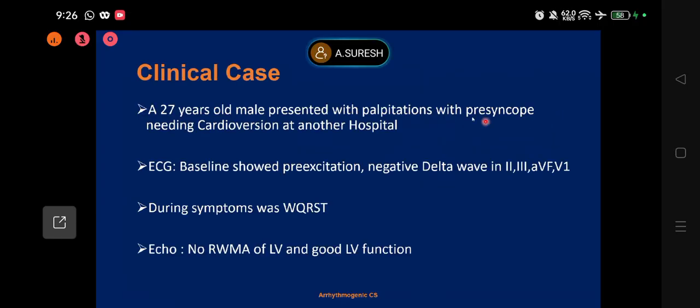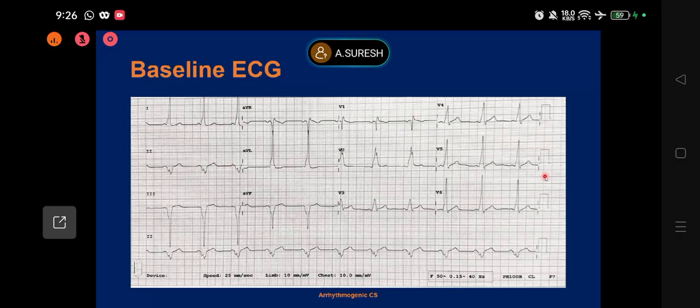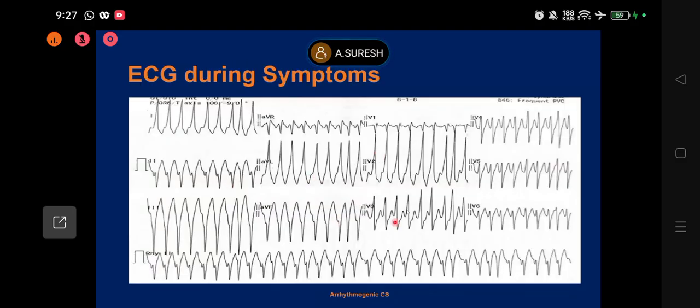Another patient, 27 years old male, presented with palpitations with pre-syncope, needing cardioversion at another hospital. ECG showed baseline pre-excitation, negative delta wave in inferior leads and V1, and during symptoms he had a wide QRS tachycardia, and echo was normal. This was the baseline ECG, similar to the previous ECG, negative in 2, 3, aVF and V1. The sudden transition is suggestive of an epicardial accessory pathway, and this was a pre-excited AF, as you can see, a wide QRS tachycardia, irregular in nature.